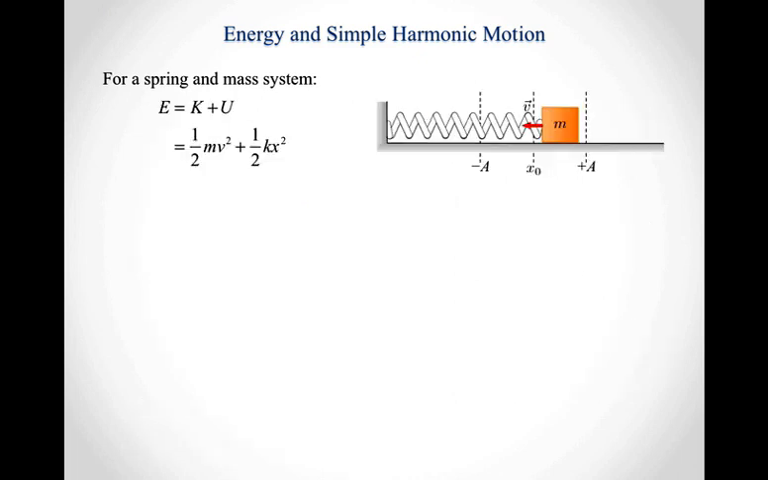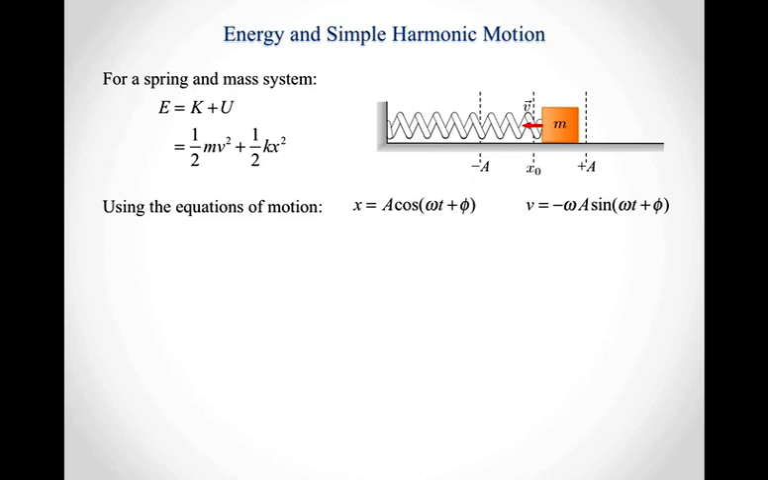Well, if I want to keep track of the entire energy at any point, I know that it's just the sum of those two. So the total mechanical energy of my spring and mass system is the kinetic energy plus the potential energy. So that's 1/2 mv squared plus 1/2 kx squared.